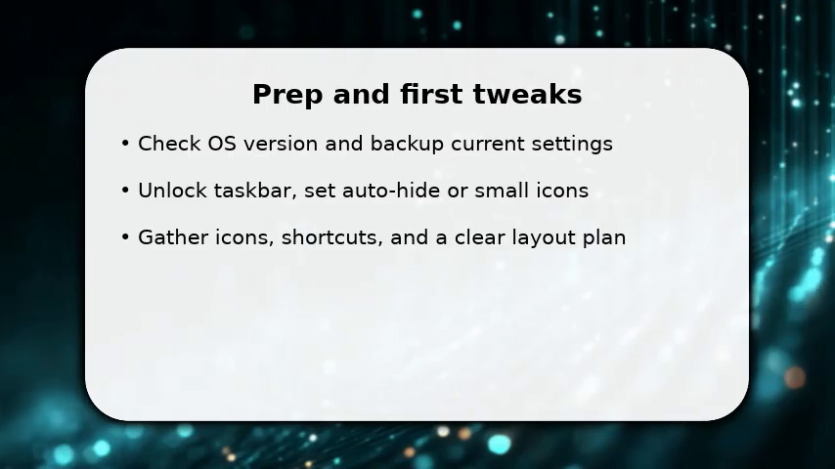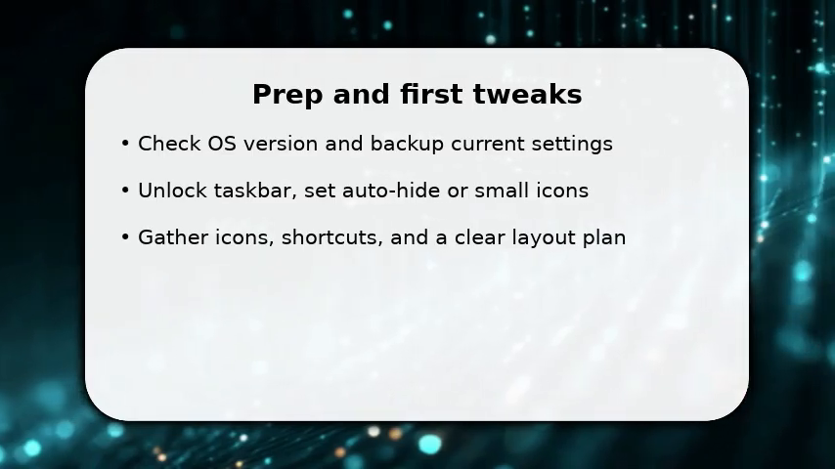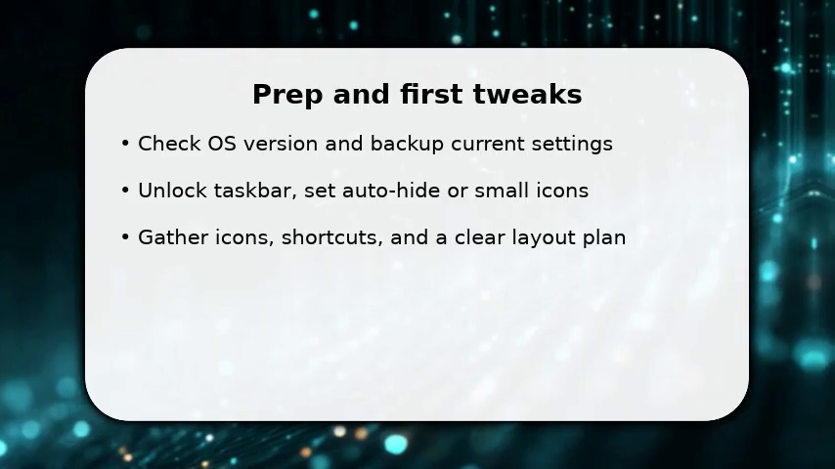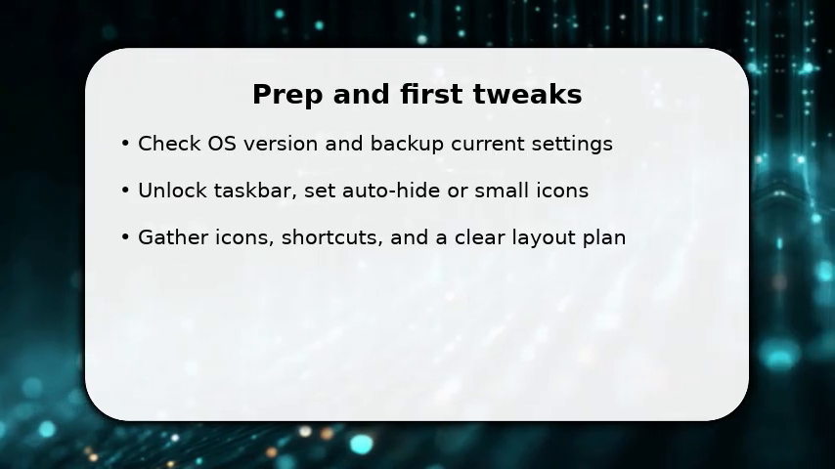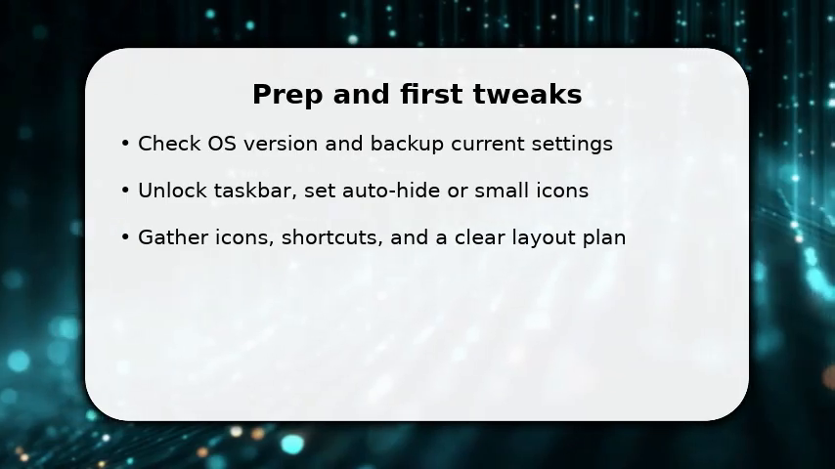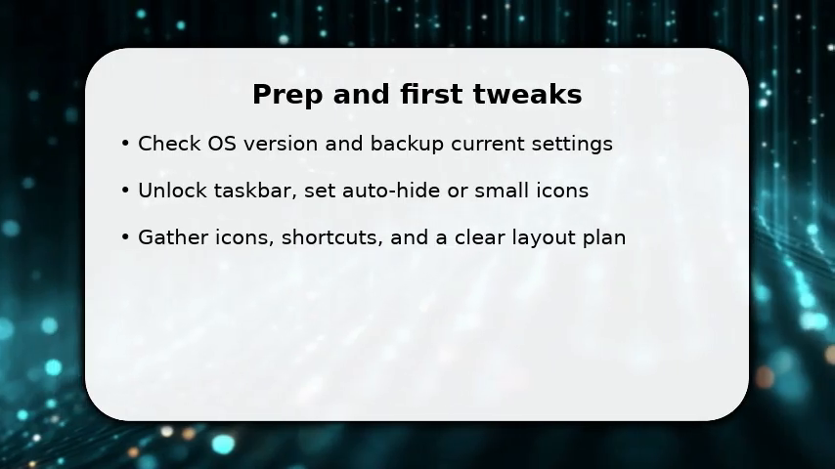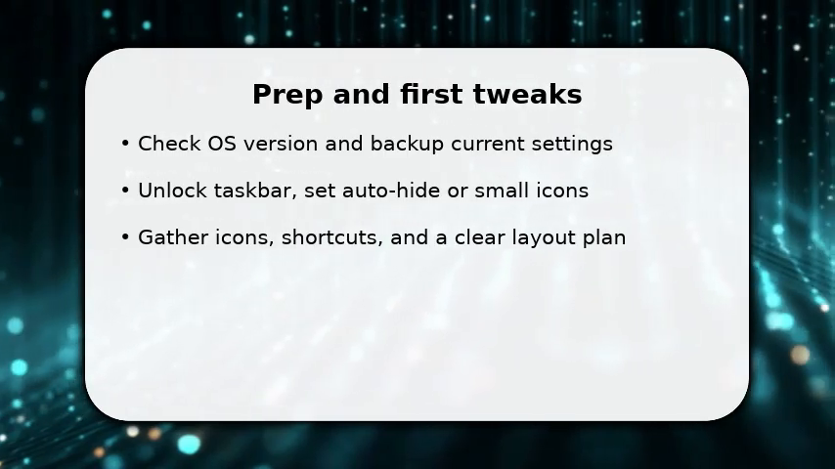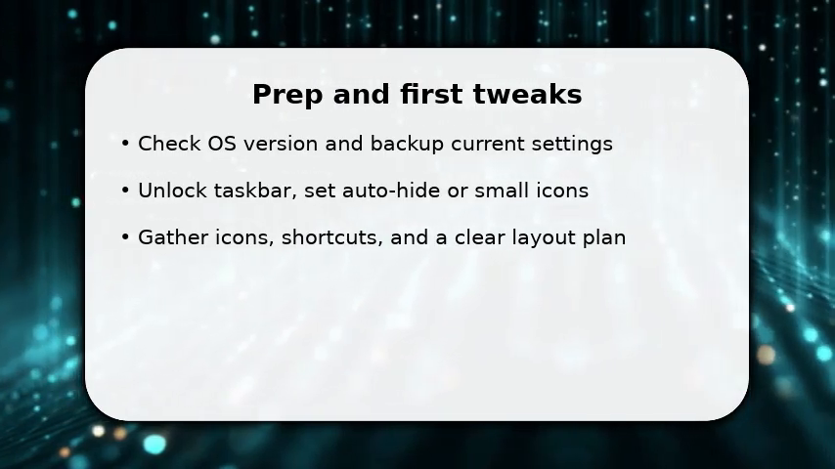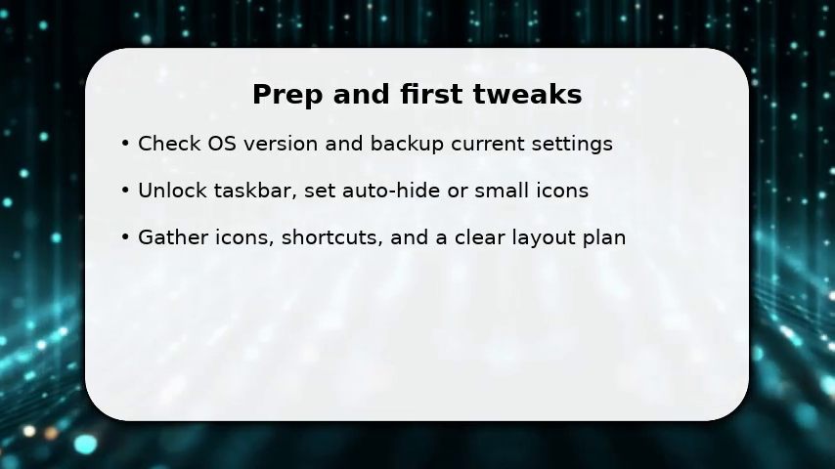You start by confirming your OS version and backing up current taskbar settings so you can revert if needed. Once done, unlock the taskbar and choose whether to enable auto-hide or small icons for a cleaner base. Make sure to collect the app icons and shortcuts you use most and plan a simple left-to-right layout. This immediate setup lets you test changes quickly and avoid clutter before moving into visual customization and advanced tweaks.